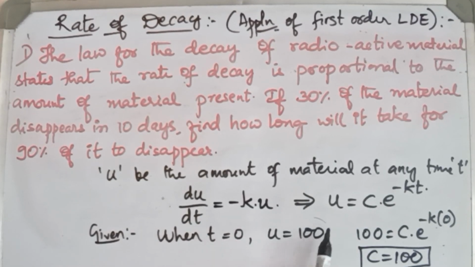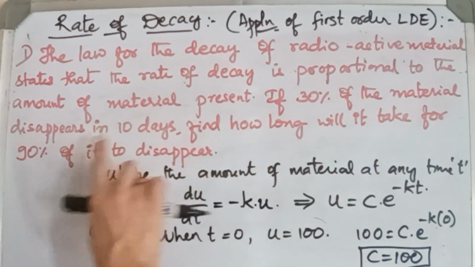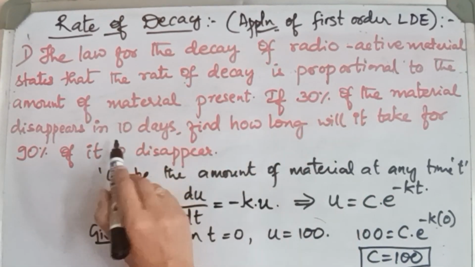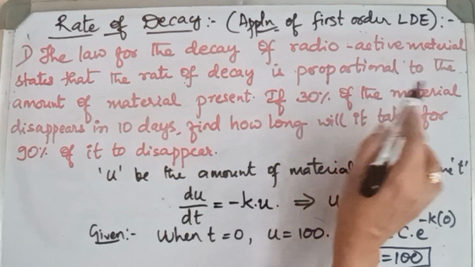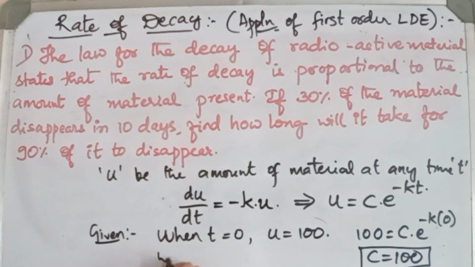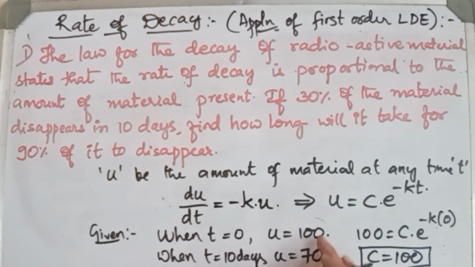I have taken here u equal to 100 because the data is in terms of percent, so initially let it be 100. Then later, after 10 days, 30% of the material disappears. Therefore, how much is remaining now? So when time t equals 10 days, u equals 70, because 30% disappears. Therefore, the remaining amount of material is u equal to 70 after 10 days.